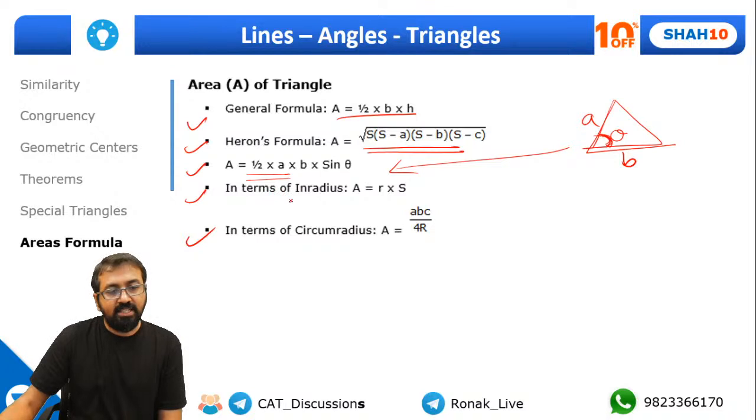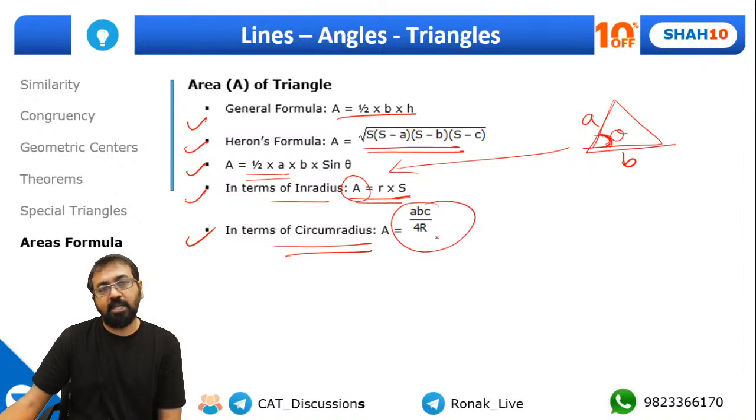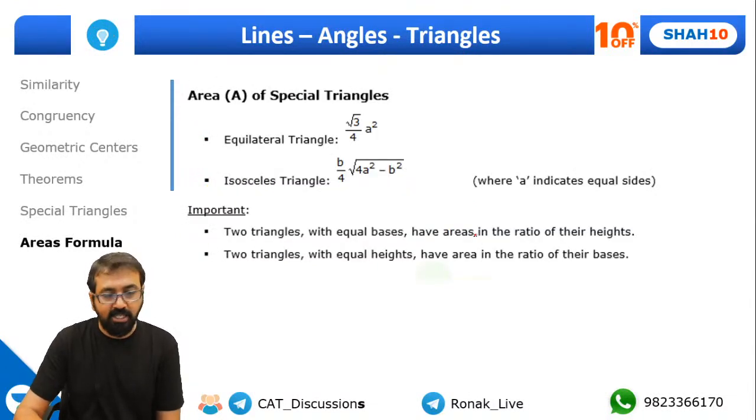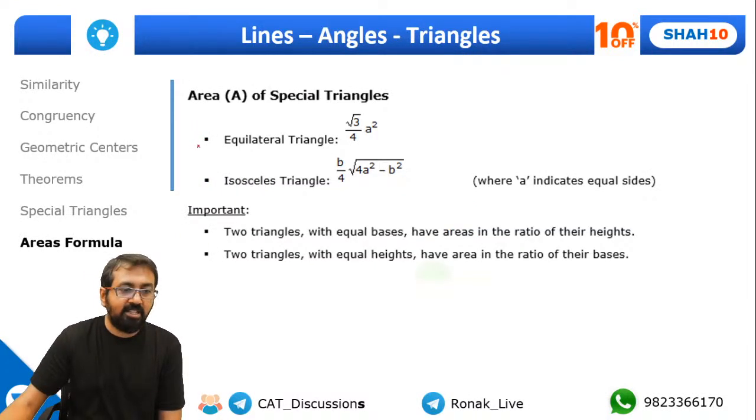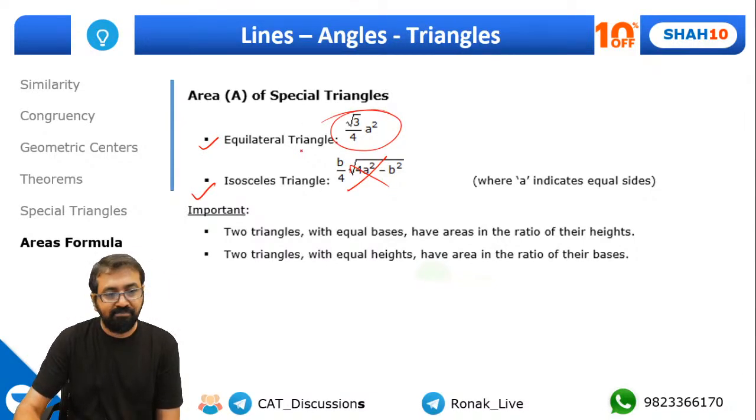Then in terms of inradius, area is equal to r into s, right? So if you know inradius and if you know semi perimeter, you can also find out area. And in terms of circumradius, this is the area formula, product of 3 sides divided by 4 times circumradius. So please remember this formula. And the special triangles area, this you will not require mostly, but remember this area.